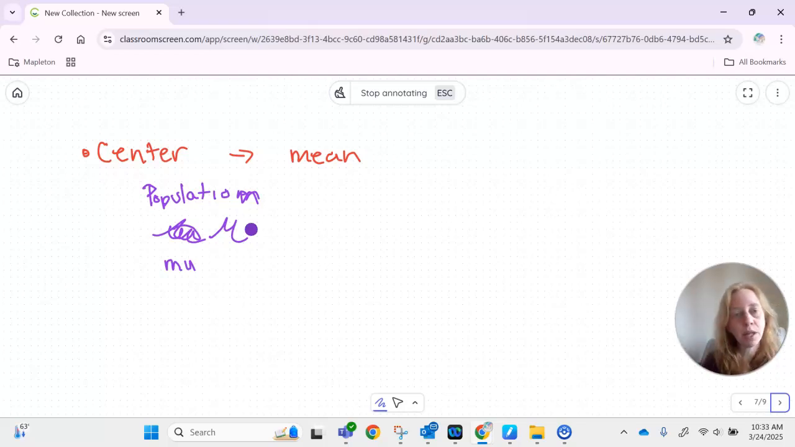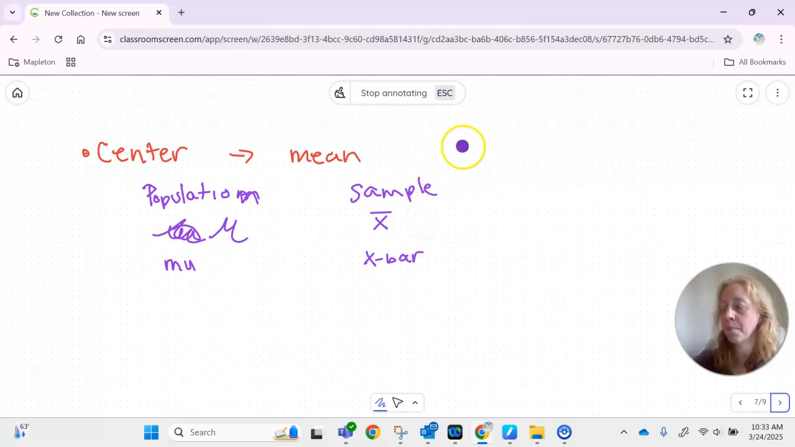But if I took a sample of 100 teenagers, my sample mean, I label something different. I call it X bar. And the way that I write it is like this. Okay, so that's why it's important to know, are we talking about the population, the true mean, the mu, or are we talking about the sample mean, which is our X bar?